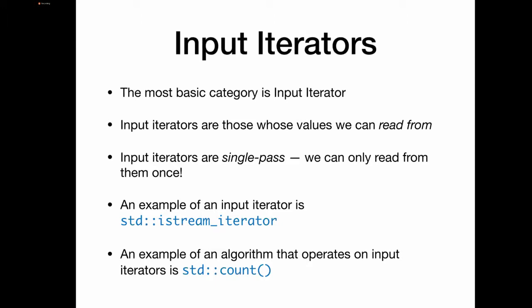Input iterators are a bit rubbish, but there are still lots of algorithms that work only on input iterators. If you look at the documentation for any of the algorithms, it will tell you which iterator category it needs. This is just one I plucked out: standard count. If you think about the implementation we saw for standard count, we only read each value once. So input iterators are fine for that.